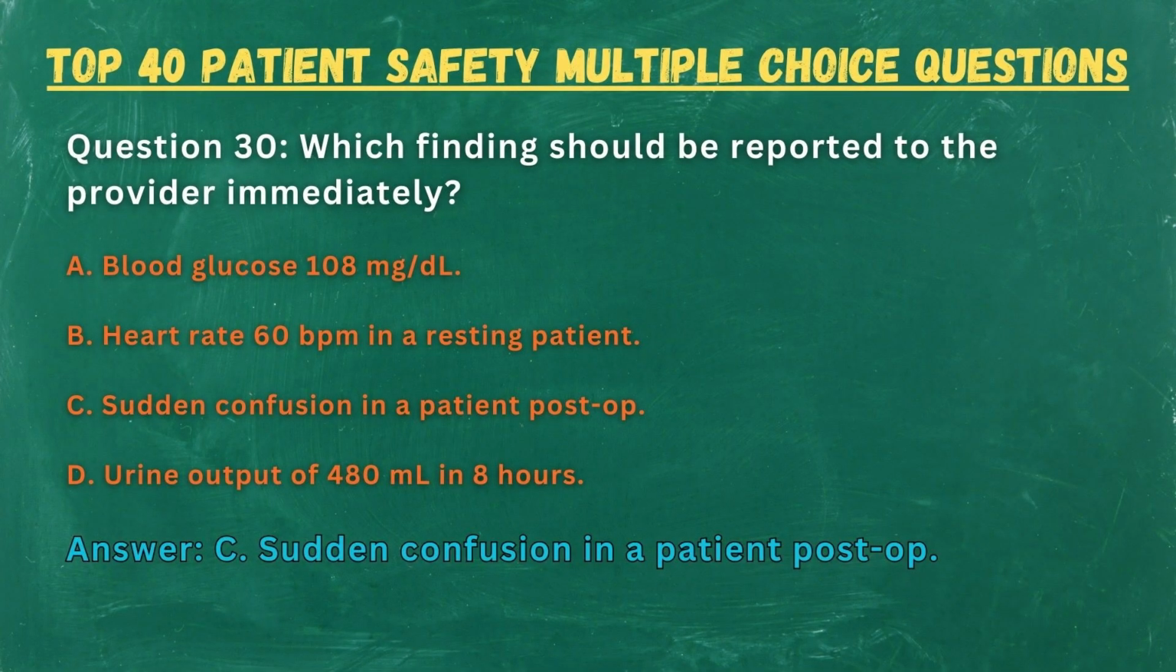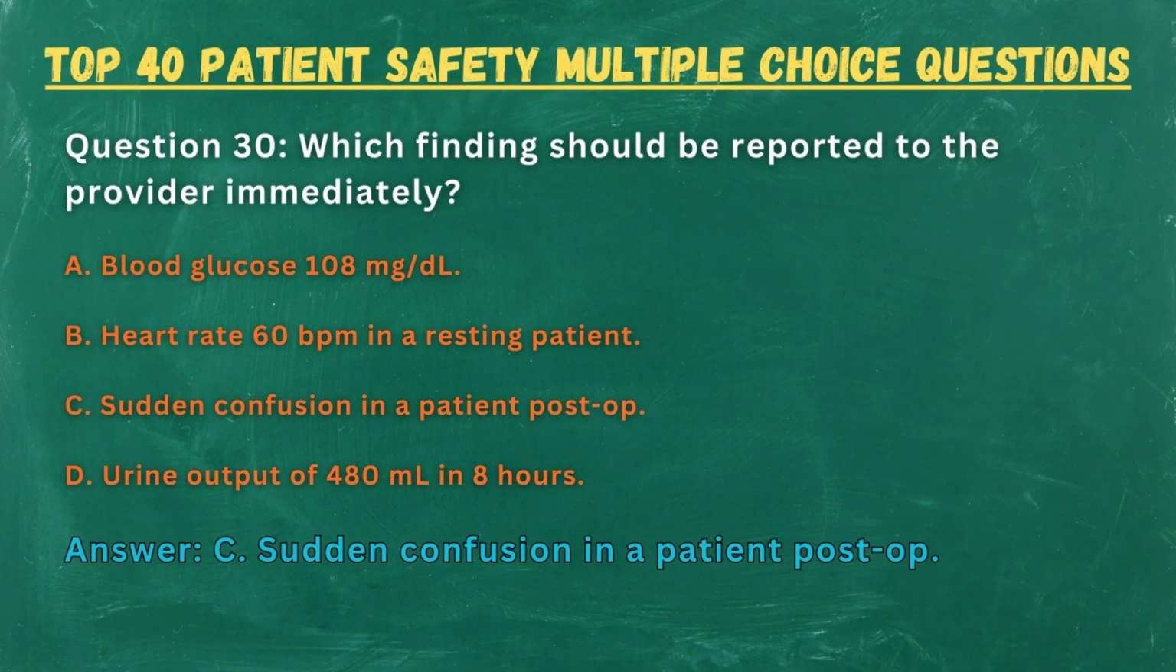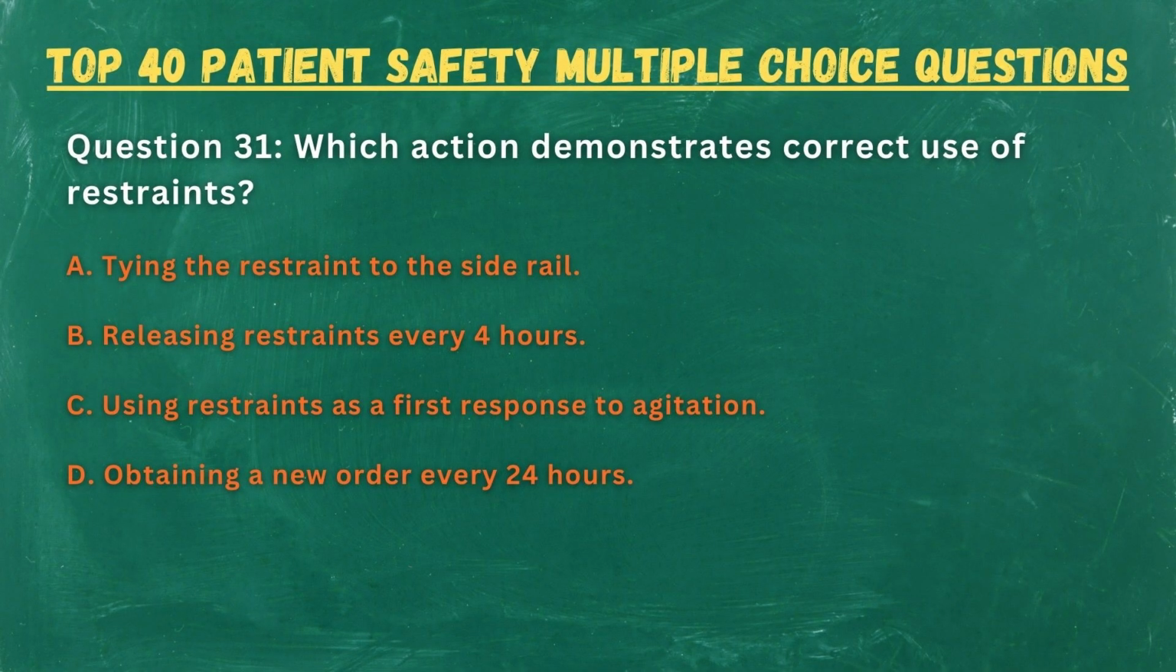Answer: C. Sudden confusion in a patient post-op. Question 31. Which action demonstrates correct use of restraints? A. Tying the restraint to the side rail. B. Releasing restraints every 4 hours. C. Using restraints as a first response to agitation. D. Obtaining a new order every 24 hours.